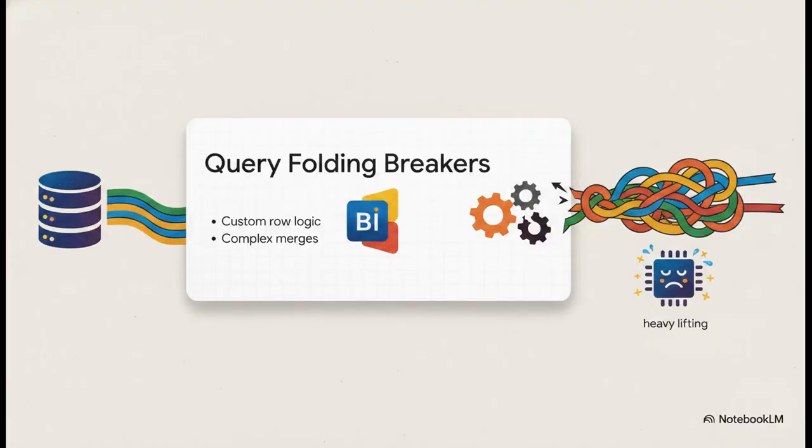Oh, and be aware of this major exam trap. Anything that breaks query folding. Query folding is a massive performance booster where transformations are pushed back to the source system like a SQL server. But things like custom row-by-row M logic or complex merges, those will break this fold, forcing Power BI's engine to do all the heavy lifting, which really hurts your refresh performance.